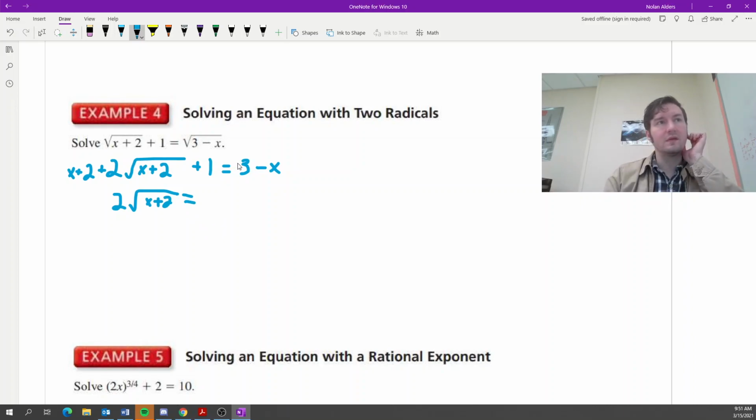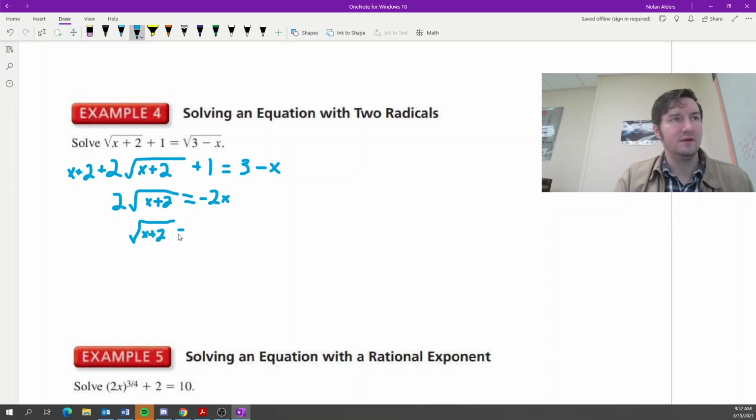equals, like I said, 2 plus 1 is 3. 3 minus 3 is 0, so the 3s cancel. We also have this negative x, and then we're subtracting an x, so we'll have negative 2x. Divide by 2. So we'll have square root of x plus 2 equals negative x. Square both sides, and we'll be left with x plus 2 equals x squared.